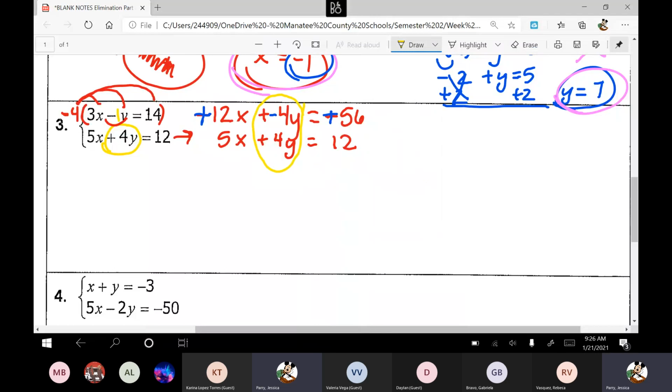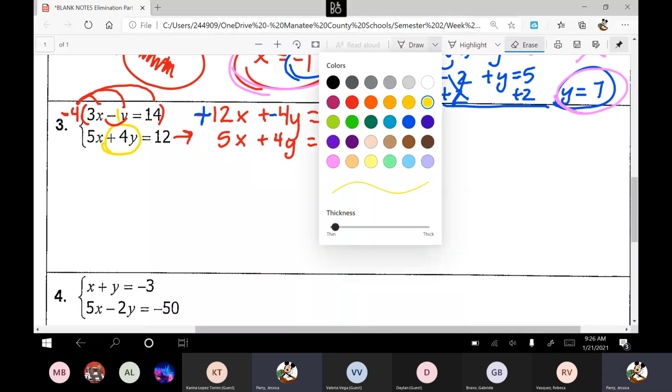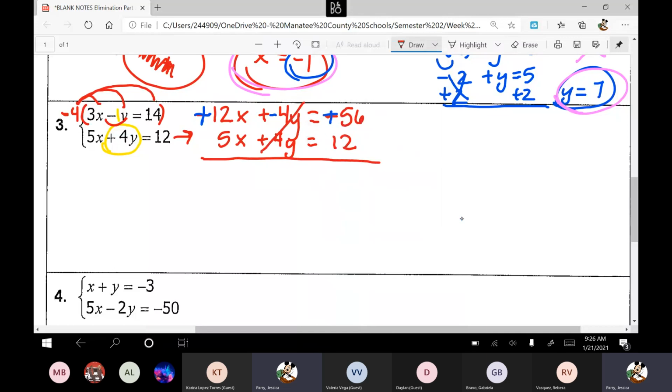Let's look at our y values now. Are the y values opposites? Remember, opposites need to have different signs, a negative and a positive, and the same number, 4 and 4. So this one, our y's are opposites. Let's go ahead and eliminate our y values. And then let's add the rest of the equation together.